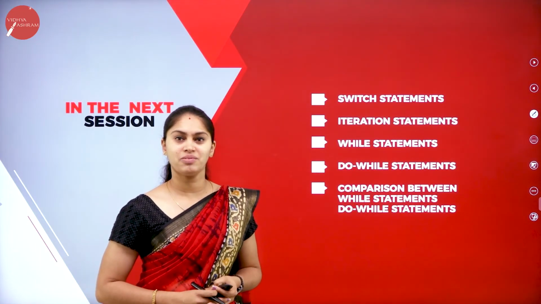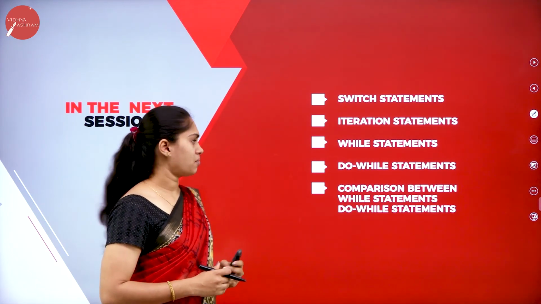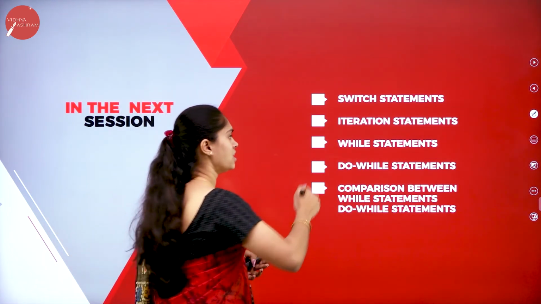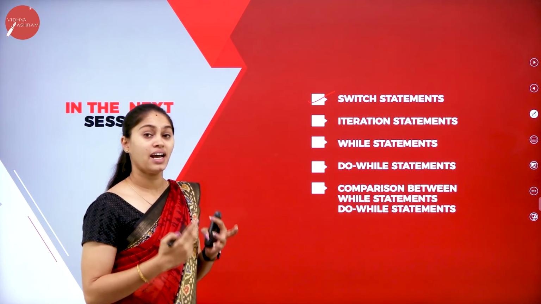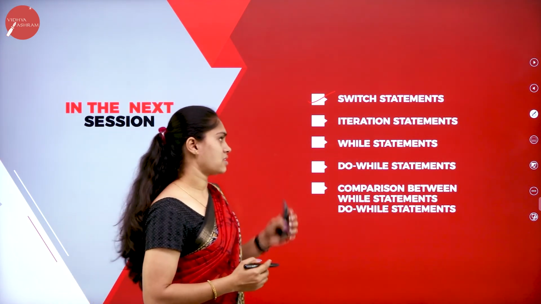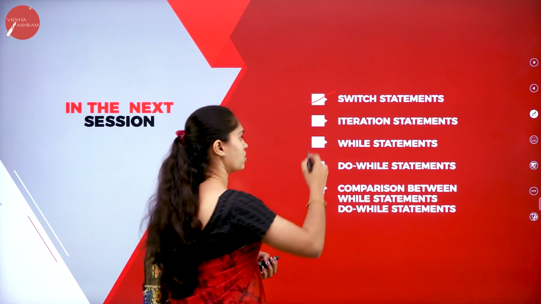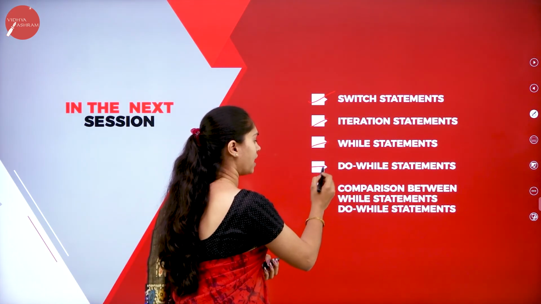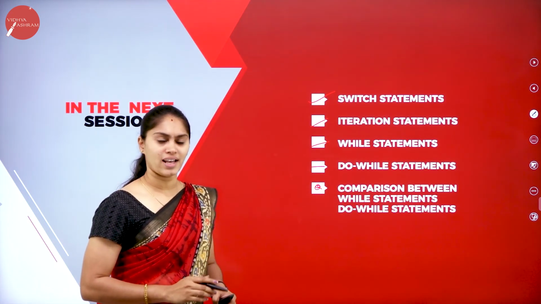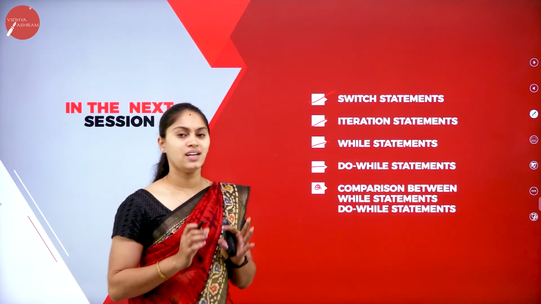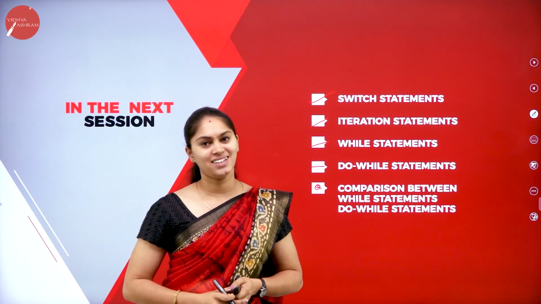In my next session we are going to continue with the same thing. We are going to have a switch statement, which comes under selection statement itself. After that I have the second control statement, that is the iteration statement. In that iteration statement we have while and do while, and we are going to make a comparison between this while and do while statement. Okay, so that will be the content of my next session.